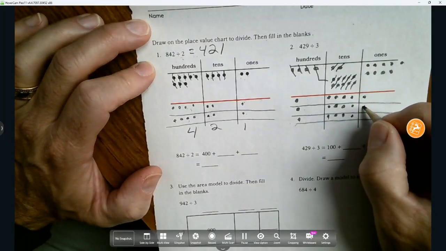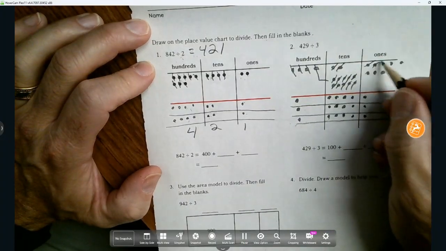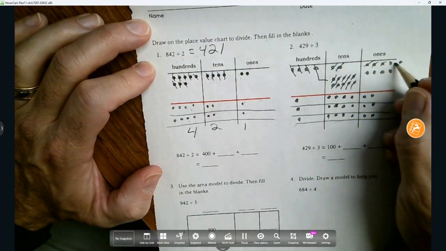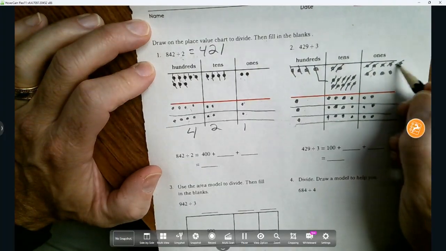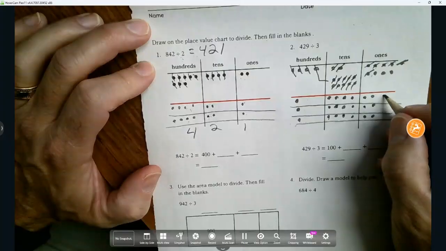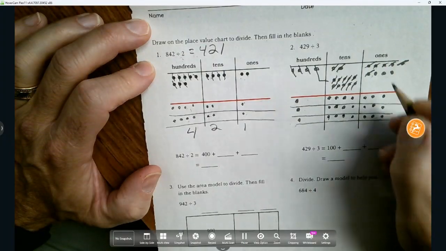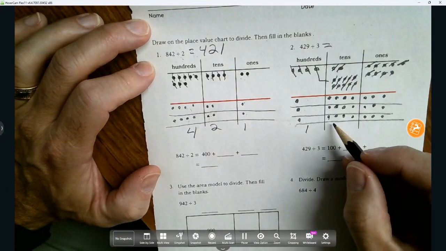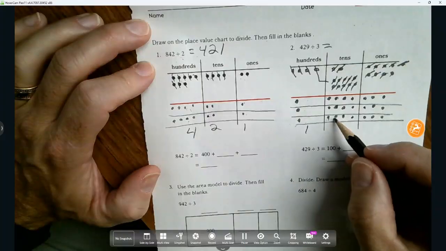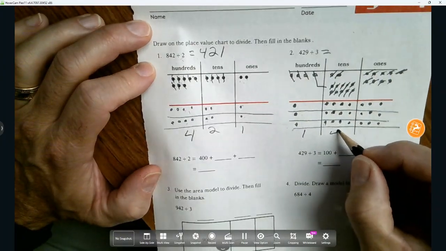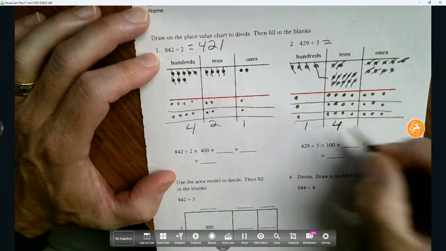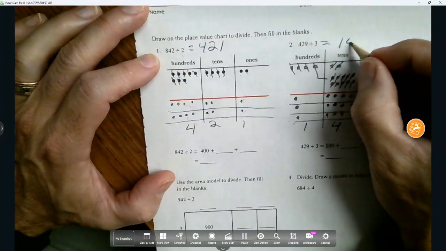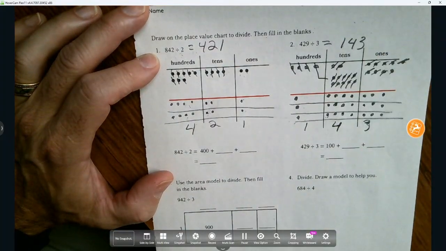So 1, 2, 3. 1, 2, 3. 4, 5, 6. Oops, 4, 5, 6. Even I did it. 7, 8, 9. So this equals 1 in the hundreds, because there's 1 in each of the hundreds. 1, 2, 3, 4 in each of the tens. Paper's moving on me. And 3 in each of the ones. So our answer is going to be 143.